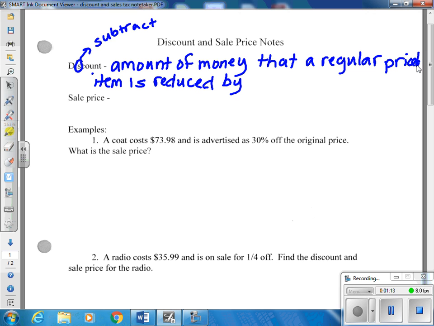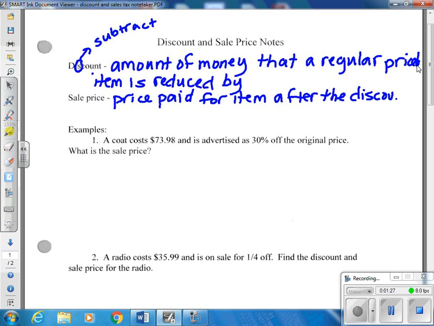All right, then the next word is sale price, and that is the price that is paid for the item after the discount has been subtracted.